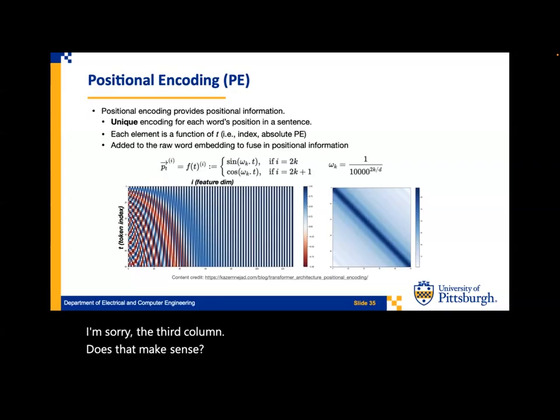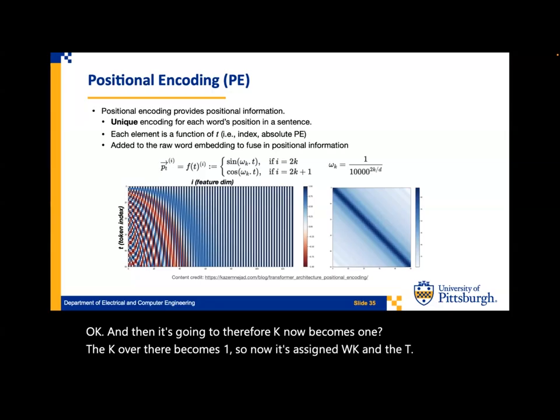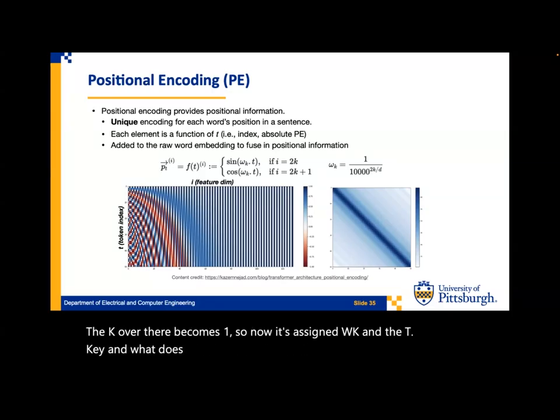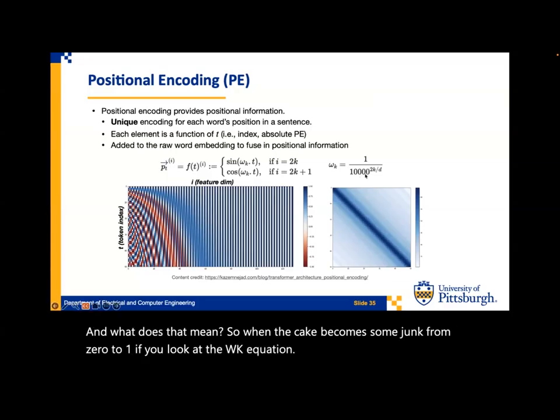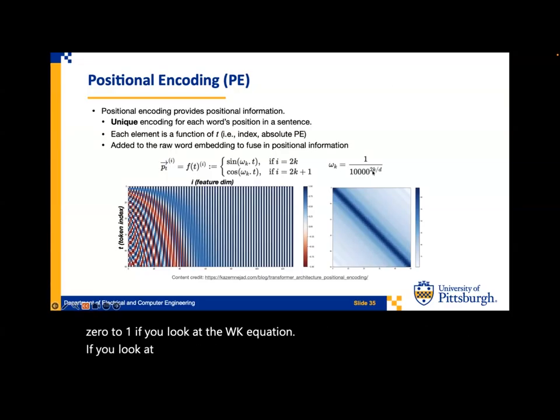And then, therefore, k now becomes 1. The k over there becomes 1. So now it's sine wk and the t. And what does that mean? When k jumps from 0 to 1, if you look at the wk equation, if you are changing k from 0 to 1, the w will become what?